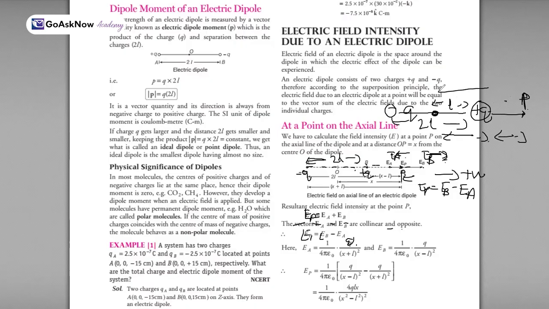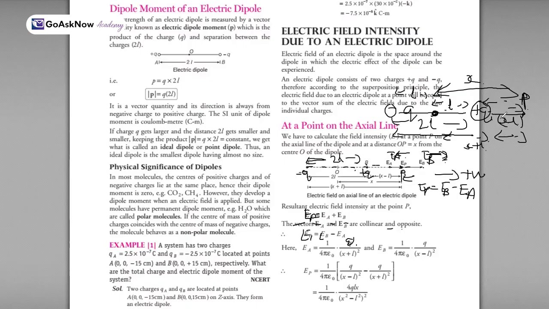This is x distance from the center, because we have taken it from the center, and this distance is L. So this will become x plus L. And because this distance is x, this distance will be x minus L. So from the negative charge the distance will be x plus L, and from the positive charge the distance will be x minus L. Because the dipole is a system, we have taken the distance of point P from the center of the dipole.